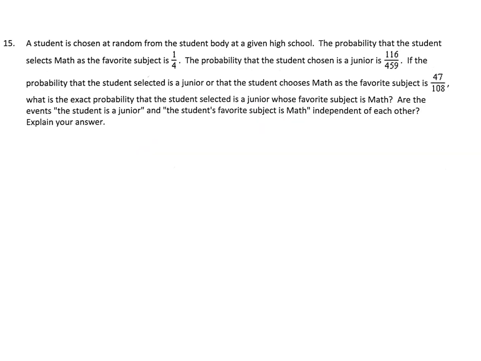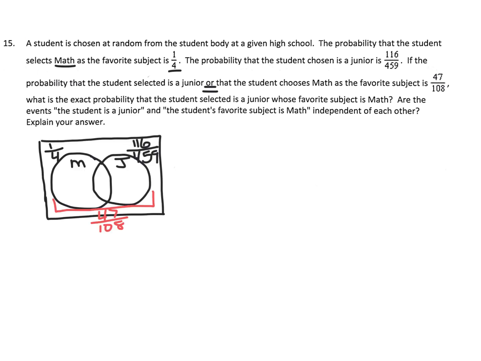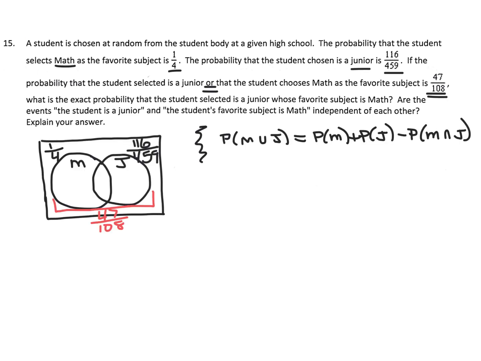Okay, so it looks like number 15 you could either do through a Venn diagram or the formula. It does not matter either way. I'll show both ways. Okay, so we could do it. Let me just separate these. Okay, so you could either do it through a Venn diagram or through the formula.